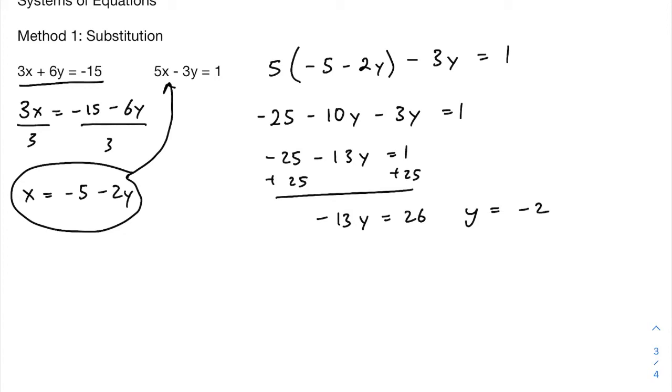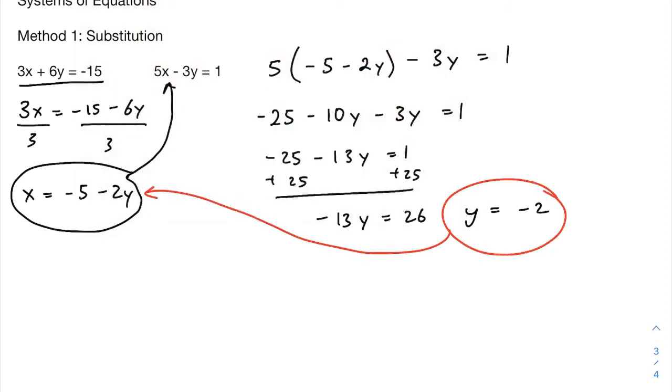and y comes out to be negative 2. And now that I have the value of y, I can take this value here and plug it back into this equation to determine what my x value is. So when I do that, I get that x is equal to negative 5 minus 2 times my value of y, which is negative 2. So x is equal to negative 5. Negative 2 times negative 2 is a positive 4, and that leaves me with x equaling negative 1.